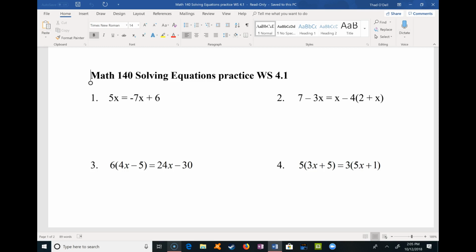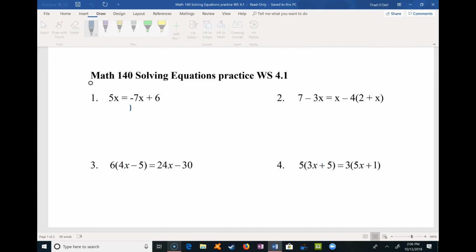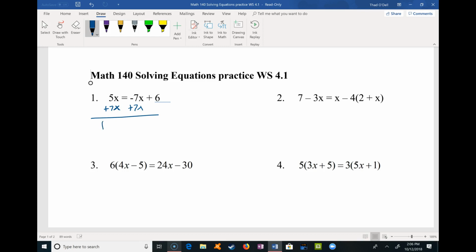So for example, in number 1, my first goal is to get the x by itself, but notice there's x's on both sides of the equation. So I have to get them together first. My first move here is going to be add 7x to both sides. And when I do that, I get 12x on this side and a 6 on that side. So now I have all the x's together, and then I just have to undo whatever's done to the x's. This is 12 times x, so to undo that, I divide by 12 and I get x is equal to 1/2. And that is the solution to this equation. That's the number that I can replace x with that'll make this equation true.